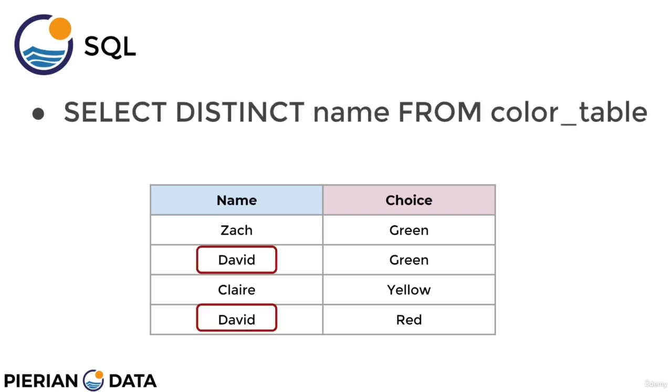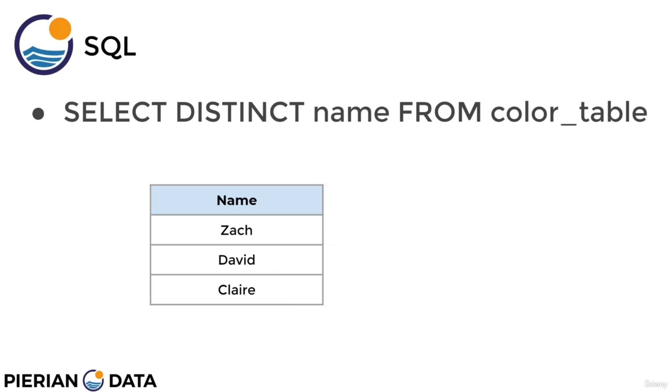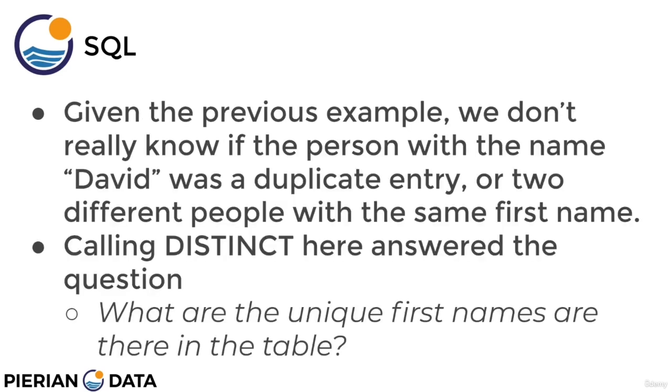Let's imagine we actually called select distinct from the name column from the color table. We'll notice that we have two instances of David inside this name column, which means when we actually select the distinct names from this table, it's going to return back the following, just the unique first names in this actual column.